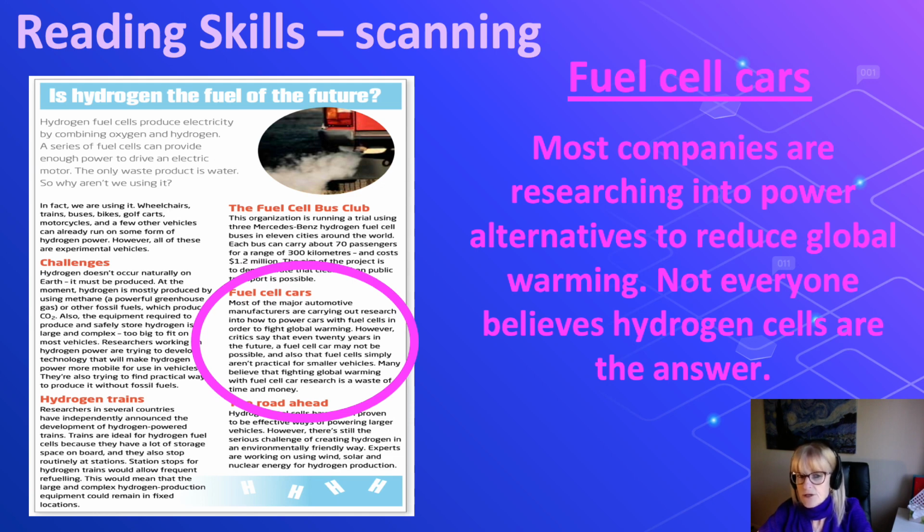Most companies are researching into power alternatives to reduce global warming. Not everyone believes hydrogen fuel cells are the answer. So now I know about fuel cell cars, and I didn't read the whole article. I scanned through until I found the words that I needed, and then I read that piece of information.